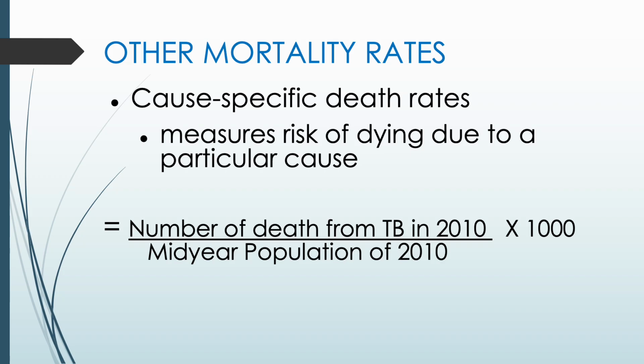For other mortality rates, we have the cause-specific death rates, which measures risk of dying due to a particular cause. So for example, we have TB as a particular cause. It is the number of deaths from TB in 2010 over the mid-year population of 2010 times 1,000.